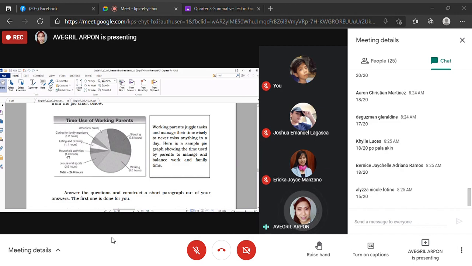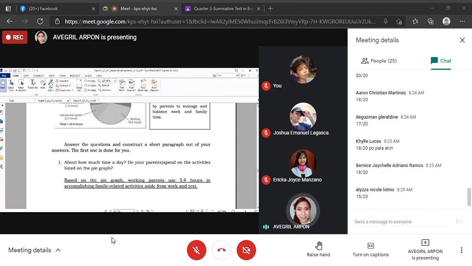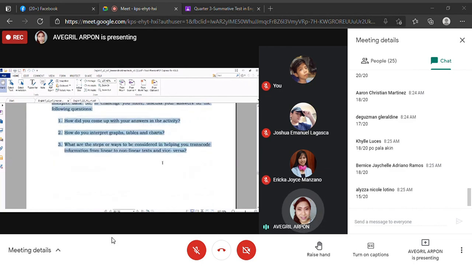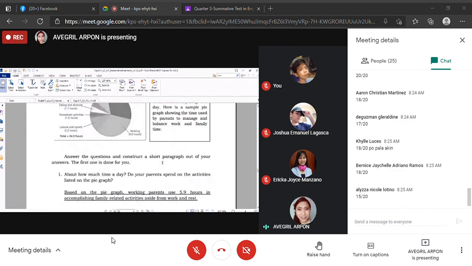That is 1.0 hour. Okay, so again, the parents are spending more time on working. So that is 8.0 hours, based here on the pie chart. While their least time is for household activities, which is 1.0 hour. Okay, so again, this would be an example of transcoding information.